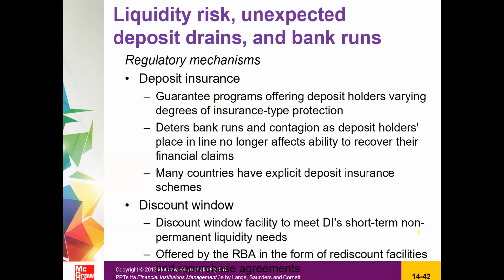In addition to deposit insurance or guarantee arrangements, central banks such as the Reserve Bank of Australia have traditionally provided a discount window facility to meet depository institutions' short-term non-permanent liquidity needs. So the Reserve Bank of Australia provides the rediscount facility and repurchase agreements, but does not use its balance sheet to support insolvent institutions. Under this repurchase agreement, depository institutions can sell their liquid assets, for example government securities, get short-term funds, and when they have funds available, they can pay the funds back and get their securities back.